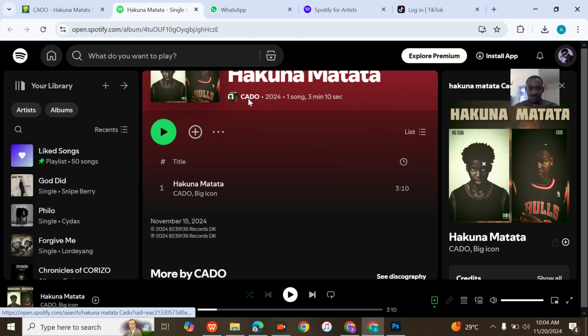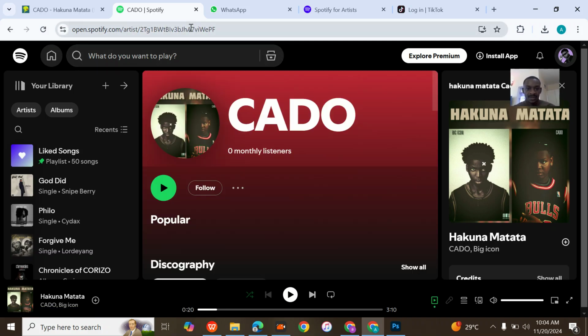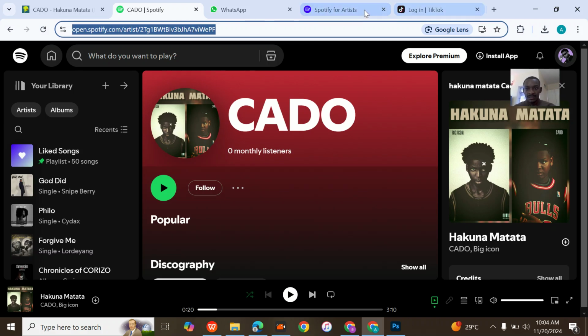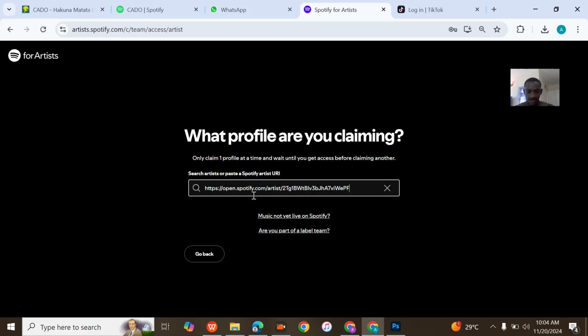So this is the Kado we are talking about, right? Wait, I think my laptop is kind of hooking. Okay, yeah, it's back. So this is the Kado we are talking about. So you do it like this, then you come here, then you paste it. Okay, so once you paste it, you search. Is it searching at all? It's not searching.